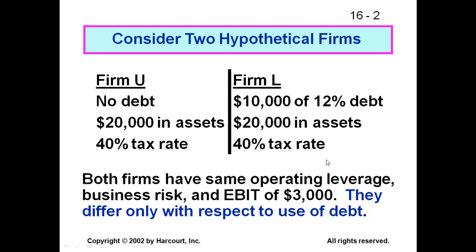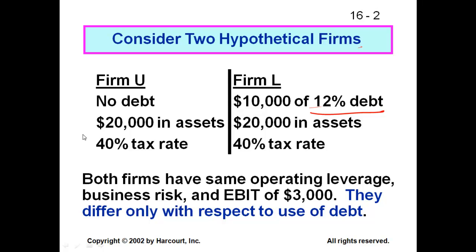Now let's understand this through a very simplistic example. Say you have two hypothetical firms, firm U and firm L. Firm U is an unlevered firm. What do you think that means? No debt. And firm L is a levered firm, which means that it has debt. Both companies are similar in that they have $20,000 worth of assets, and both have the same tax rate. Firm L has 50% debt, where it needs to pay 12% interest on debt. Is this picture simple enough? Can you understand why we are going to study this example?